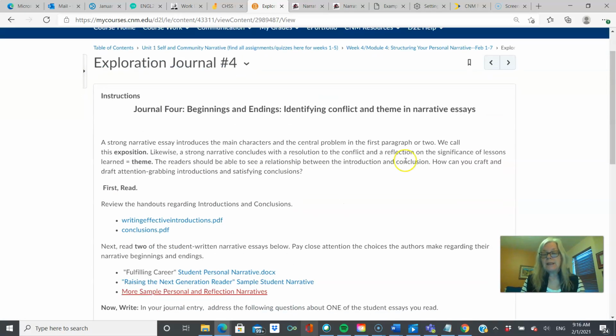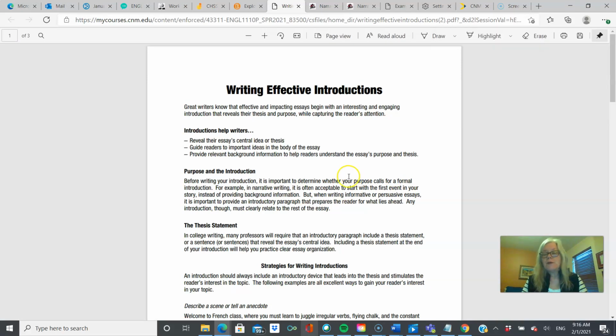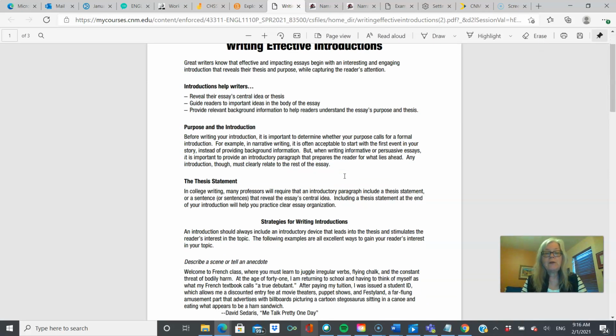All right, beginnings and endings. A good story grabs our attention in the beginning. So the exposition bit can be boring, but we don't want that. We do not want boring, we want to grab our reader's attention. So this here gives you some ideas about how to begin. And you're going to look at this and think about what styles of beginnings and endings the authors you read use.